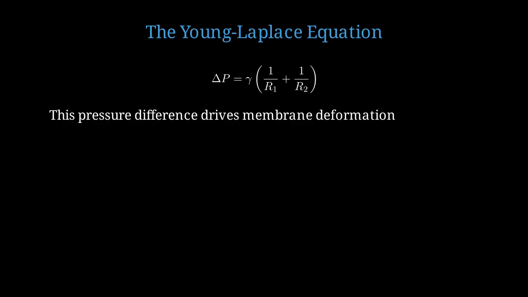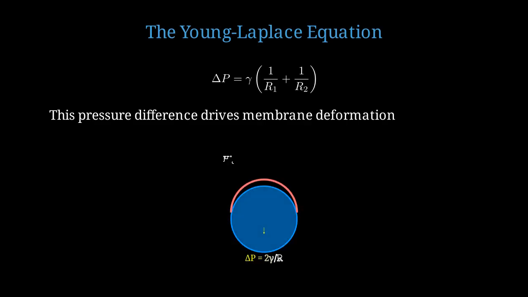This pressure difference acts on the membrane, providing the mechanical force that causes it to bend and fold. The curvature of the interface dictates the magnitude of this pressure difference. For a spherical droplet, both radii of curvature equal r, so the pressure difference is 2 gamma over r. This creates higher pressure inside the droplet, which pushes outward on any membrane covering it.